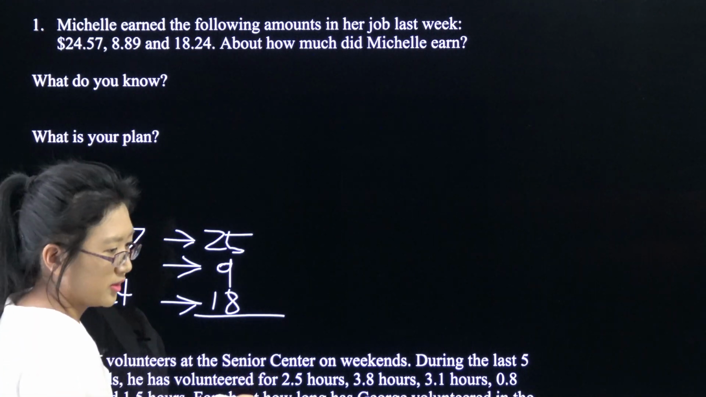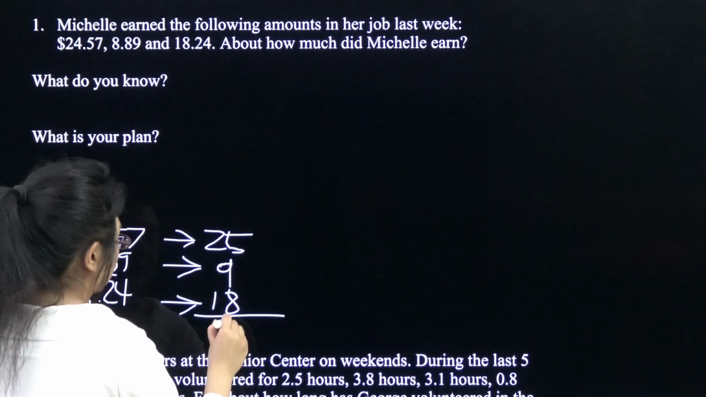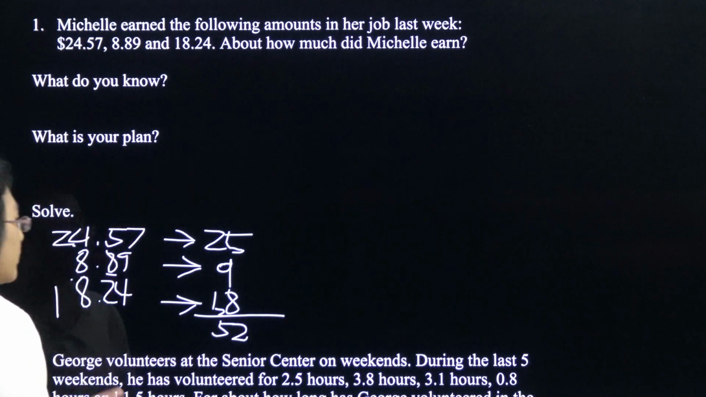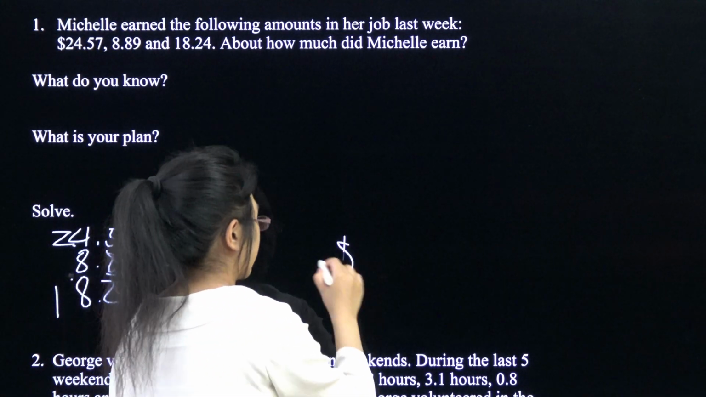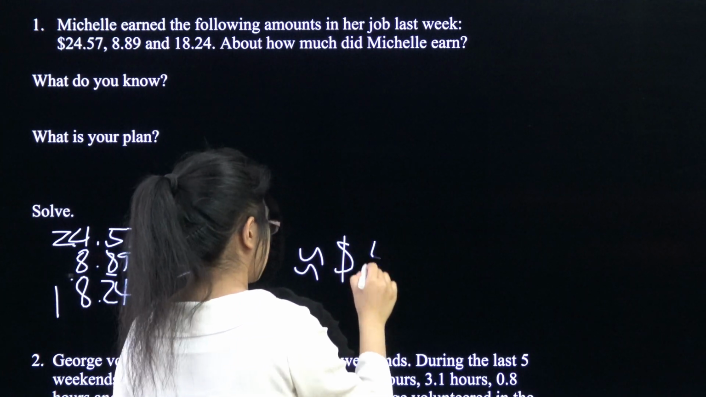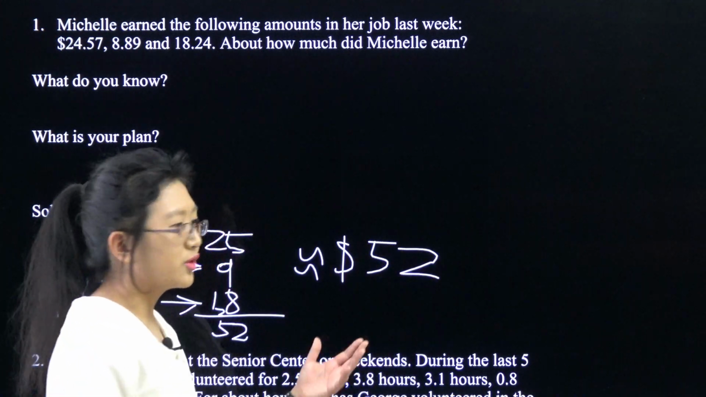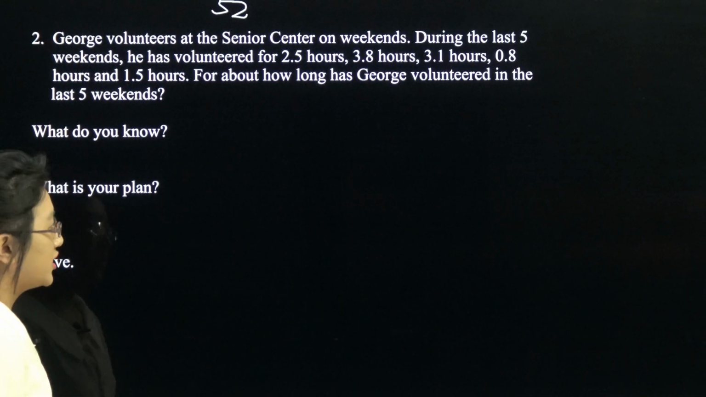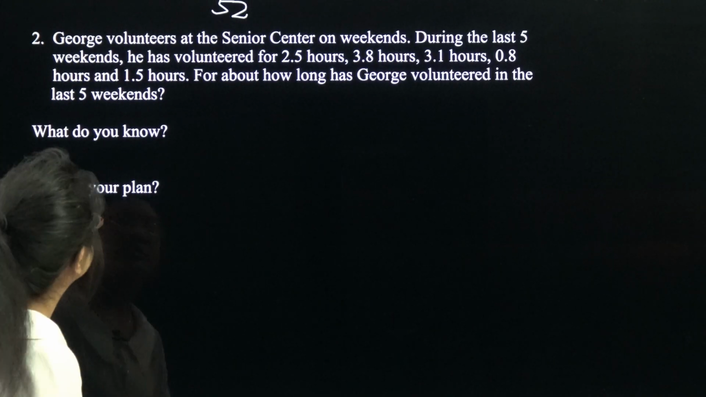And once we add these all together, we get that Michelle earned around $52. A squiggly equal sign is, well, around. Now we move on to the next question, which is also the last question in this section.